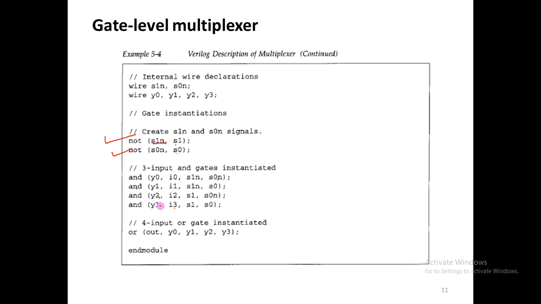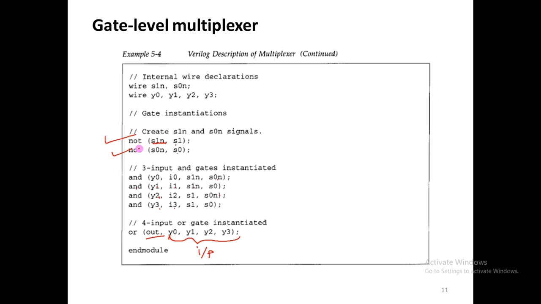Together, all these 4 outputs from the intermediate AND gates, Y0, Y1, Y2, Y3, act as inputs of the OR gate to produce the final output called out. So you can find here NOT and OR, all these things. We have not used that optional label. It's optional. You may have it, you may skip it. Okay, so this is how the gate level multiplexer is designed.